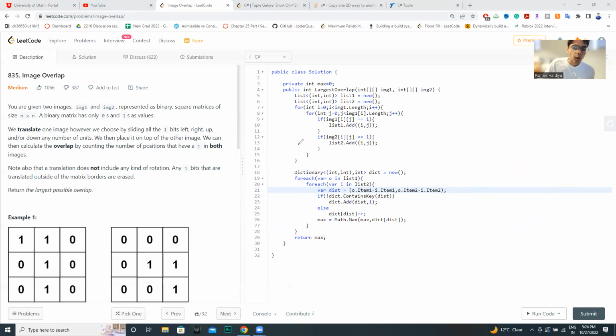So I just said we need to store all the indexes, basically i, j. So I just created a list with tuples in C sharp, and in the tuples I just say if image 1 is 1, store its coordinates, if image 2 is 1, store its coordinates. Okay, storing coordinates, not that difficult. Now here comes the dictionary. Now what I want to say is that in both list 1 and list 2, I'm going to calculate the distances between them. And if my dictionary already contains this distance, then I add one to it. If it doesn't, then I just add a 1 to it. And then I just take a max over it.